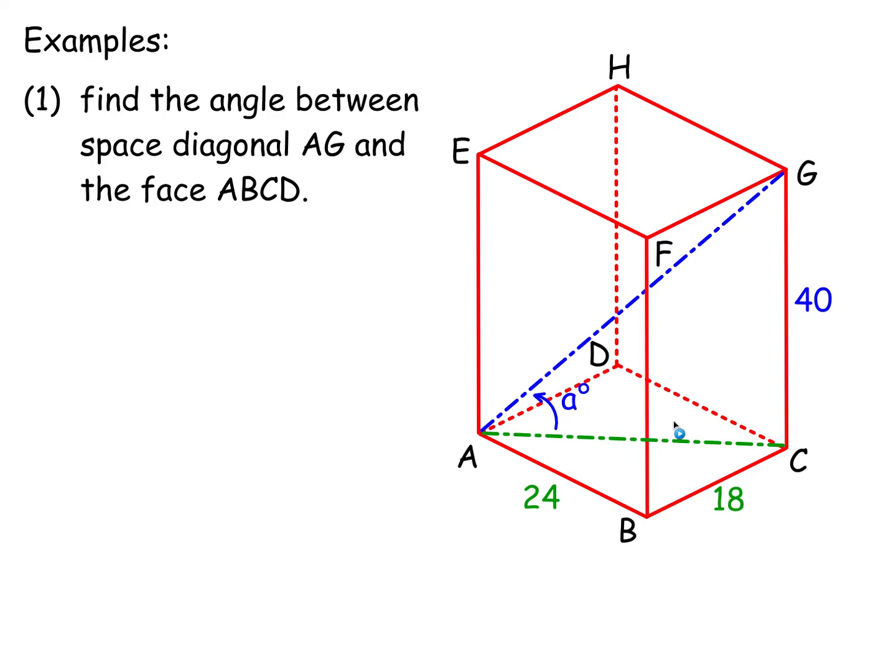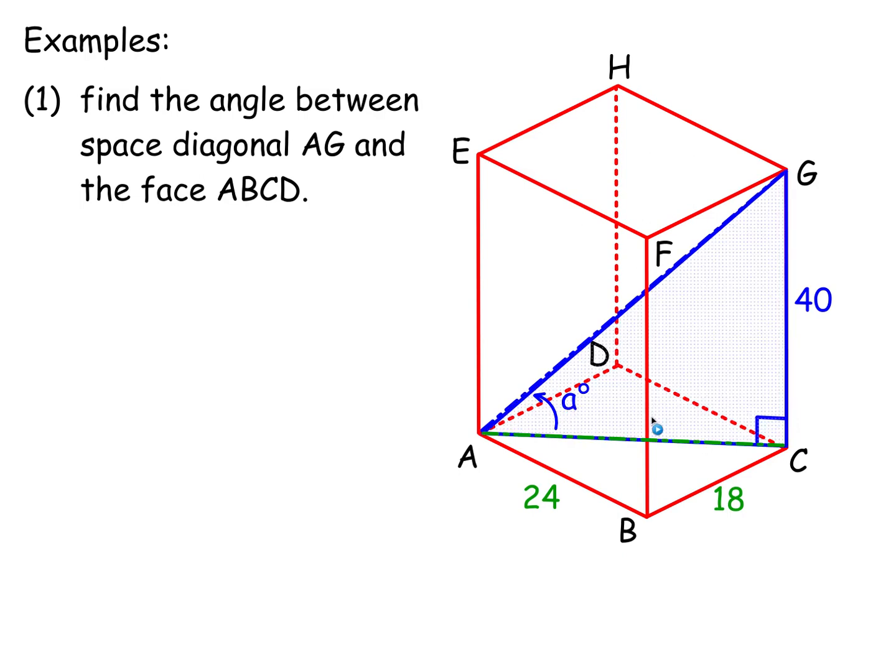Now you've met face diagonals and space diagonals if you've looked at the videos on Pythagoras' theorem. This very same diagram was used. So if we want this angle, we need to know two sides. We've got one of them, 40. We need another side. We can't get the blue line quickly, but we can get the green line because on the bottom there's another right-angled triangle.